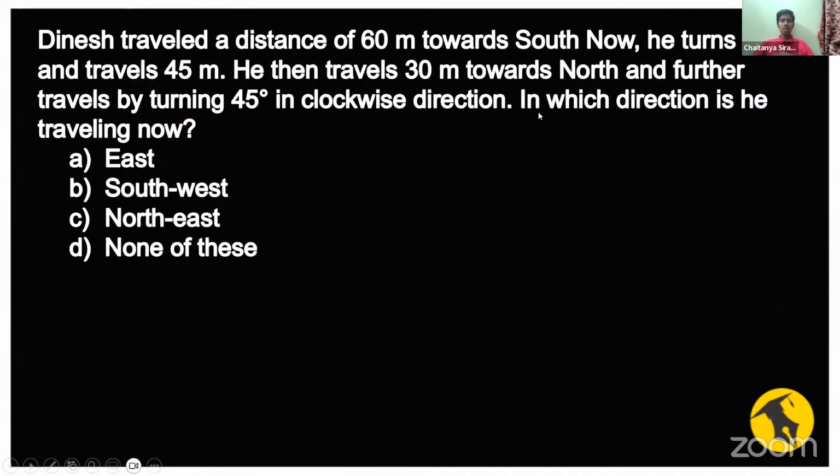Dinesh traveled 60 meters towards south. So let's say Dinesh was here when he started. He moved 60 meters towards south. Now he turns right. So right would be this way, and he travels 45 meters. Then he came 30 meters towards south. He took a 45-degree clockwise direction. So 45-degree clockwise would be this way.